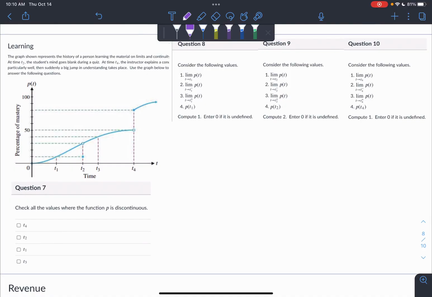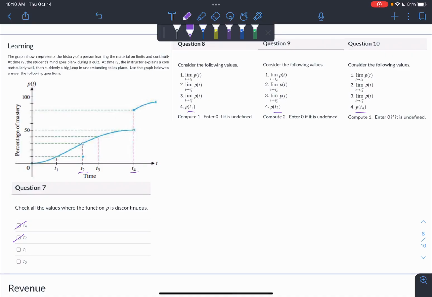Alrighty. So a few more questions. All right, so we have a graph. We want to check all the values where P is discontinuous. So I'm thinking this is a removable point. This is a jump. So this occurs at T2 and T4, so the first two options. Now we want to consider the following values. So this one looks like it's around T1, T2, and T4.